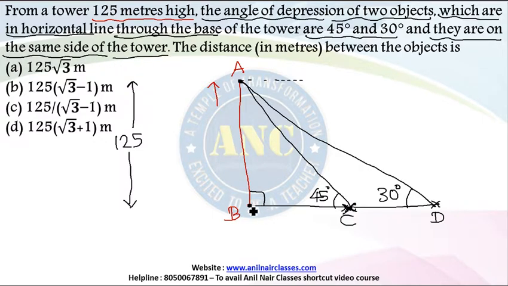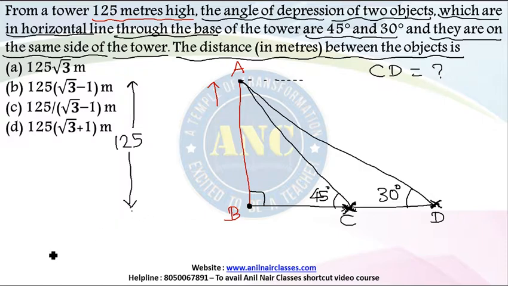It does not mean that C is on one side of B and D is on the other side of B. It does not mean like that. They are on the same side of the tower means both C and D are towards the right side of B, or both C and D are toward the left side of B. You can take the diagram any way you like. Next, the distance between the objects in meters is how much? This particular distance CD, this is one object, this is the second object. The distance between the objects, CD distance, is what they are asking in this question.